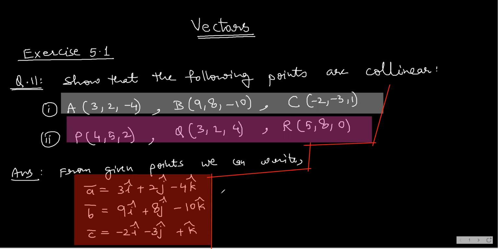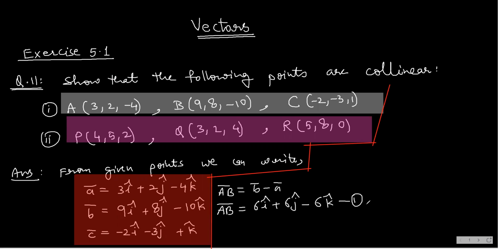I will write here AB bar equals, as you all know, B bar minus A bar. What is AB bar equal to? B bar minus A bar. So you have this minus this. So 9 I cap minus 3 I cap is 6 I cap, plus 6 J cap, minus 6 K cap. Minus 10, you are subtracting, so this sign will change and become positive 4K. So minus 10K plus 4K is minus 6K. You got AB bar. Okay, you write this as 1.